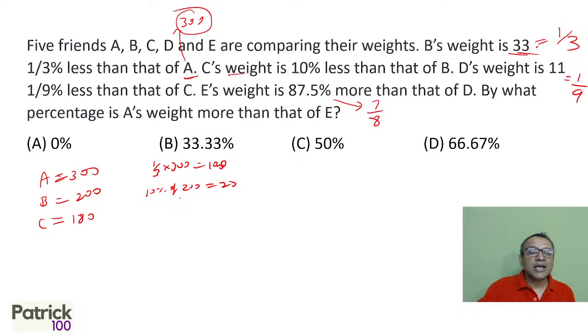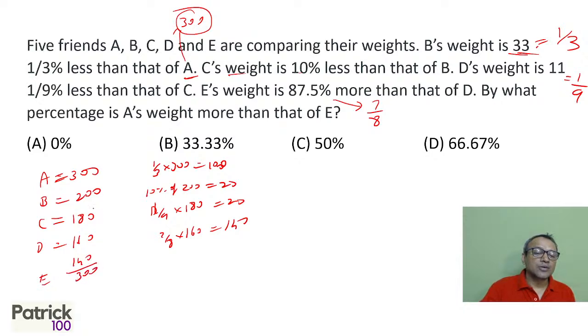D's weight is 1/9 less than that of C. 1/9 of 180 is again 20, so D's weight will become 160. And E's weight is 7/8 more than D. 7/8 of 160 is 140, so E's weight will be 140 more, which will give you 300. So you can make out A's and E's weights are the same. If it's the same, the answer will be 0, A option.